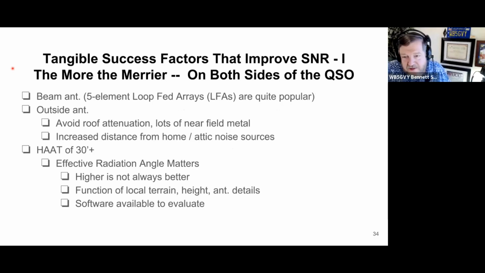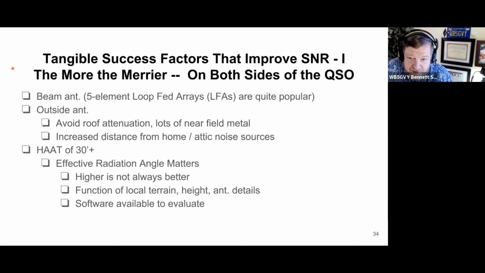So let's look at things that have bearing on signal to noise ratio. Again, many of these things are old hat to any mode, but I've pointed out specifics for meteor scatter or specifics for 6 meters as well. Ideally you have a beam antenna. I have a 2-element Moxon antenna, but the most common thing that you hear from the big guns is they'll have like a 5-element loop fed array or more.